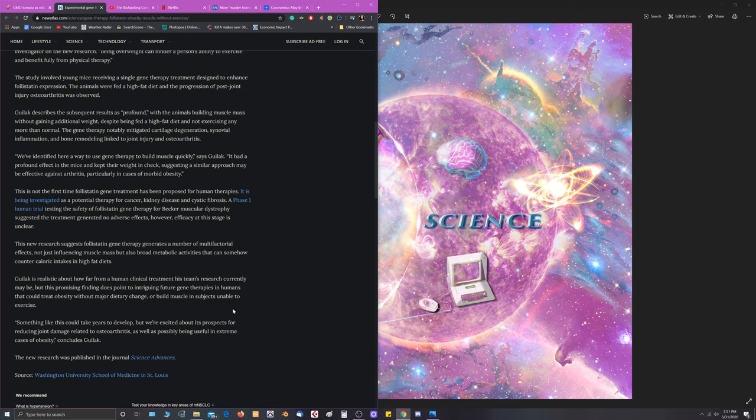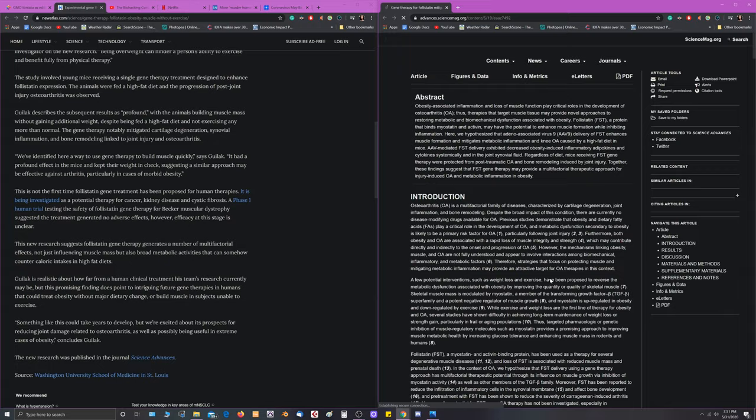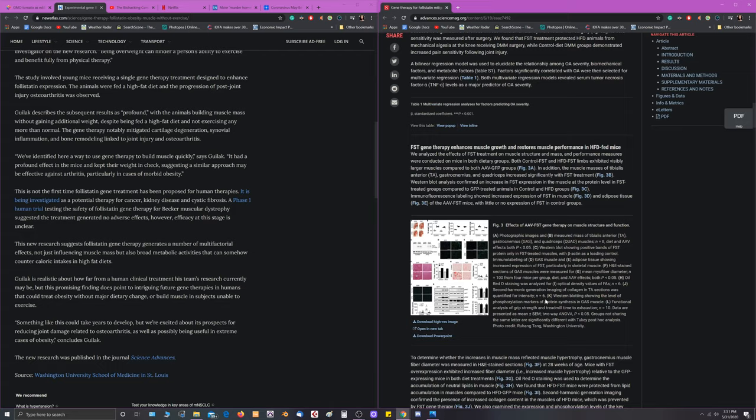So the new research was published in the Journal Science Advances. Really hope that's free to the public, but probably not. But that's okay. Oh wait, no, there it is. I think that's the full thing. Actually, it does look like it's full.